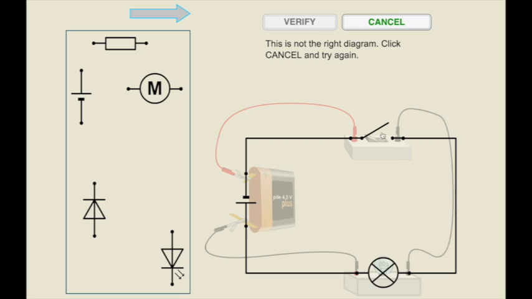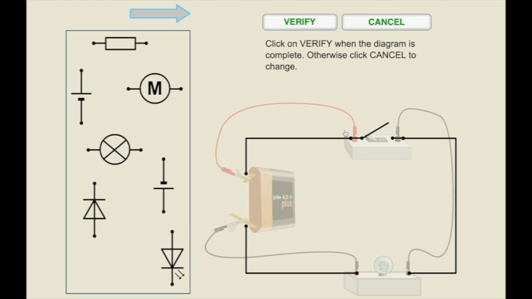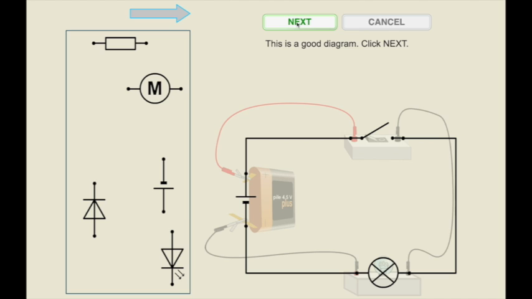Now, I suspect our switch is correct, our light is correct. I think our problem is right here, that we have the current flowing in the wrong direction according to the battery. So we're going to click cancel, and let's try it one more time. Let's put our switch where it belongs. Let's put our light bulb where it belongs. And this time, let's make sure we match up the positive side with the positive and the negative with the negative. So let's choose the proper one and click verify this time. And there we go. This is a good diagram. We can click next to continue.